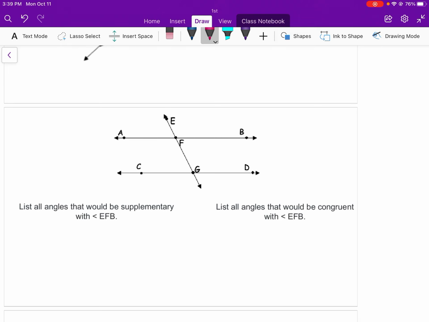Okay, so list all the angles supplementary to angle EFB. I am first going to remember supplementary. Supplementary is going to be, it creates a line. It's going to add to give me 180. So that's going to be the two angles that it's a linear pair with, or adjacent angles.